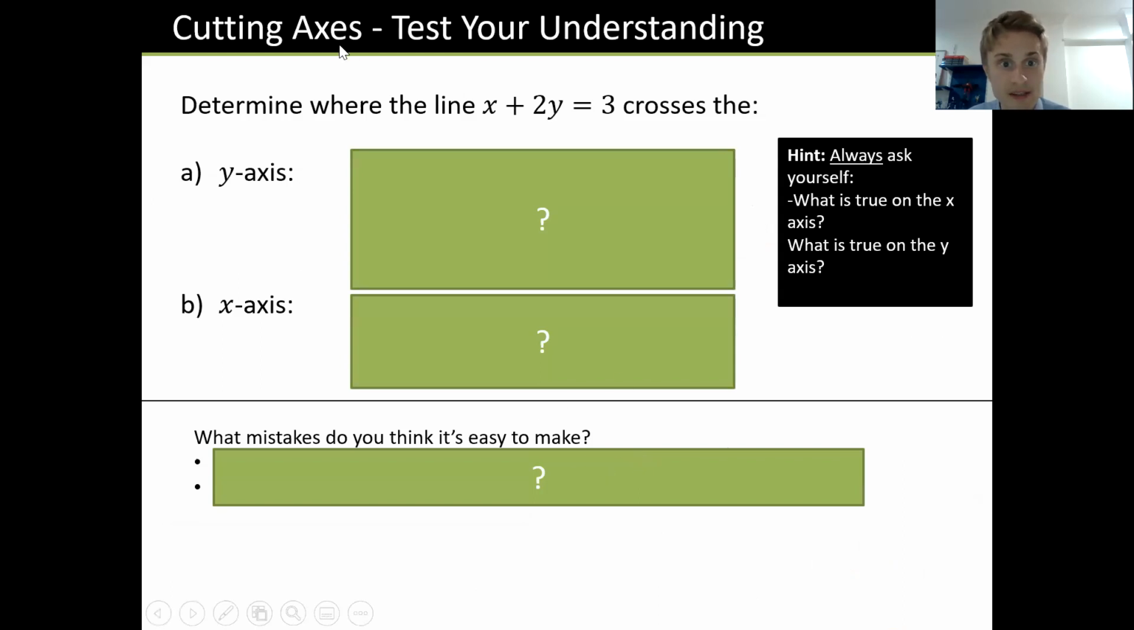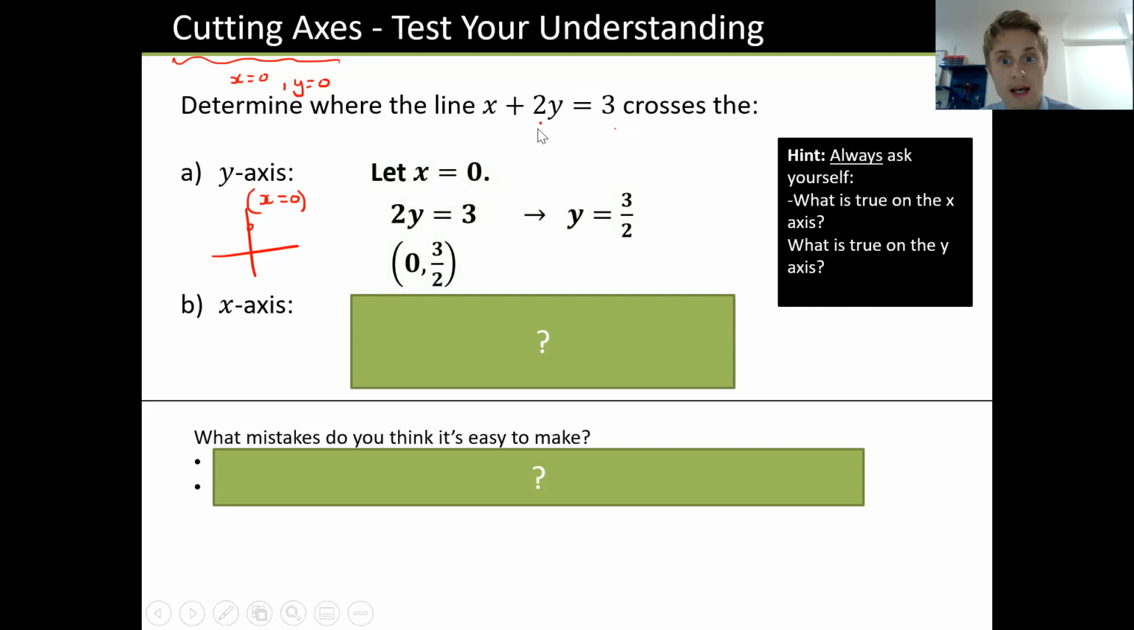Cutting axes then. So cutting axes in general, don't overcomplicate this. Just do a quick sketch and think, what does that actually mean? In general, it will either mean that x is equal to 0 or that y is equal to 0. So determine where the line x plus 2y equals 3 crosses the y-axis. What does it mean when you cross the y-axis? That means x is 0. Okay, if x is 0, 2y will be equal to 3, y is equal to 1.5. This just says where. So we could say here, to be on the safe side, we could write it as a coordinate.